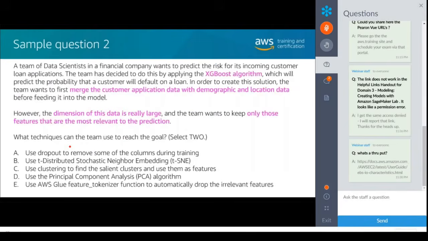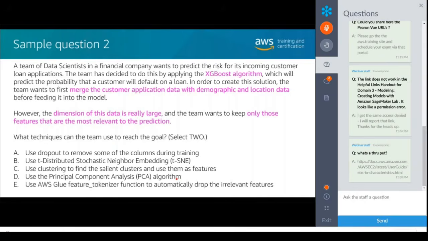Well, you could use dropout to remove some of the columns during training. You could use T-distributed stochastic neighbor embedding. You could use clustering to find salient clusters and use those as features. In other words, engineer a new feature out. You could use PCA. Gee, I think I already said PCA earlier, right? So I was already anticipating the answer based on, of course, my knowing ML, right?